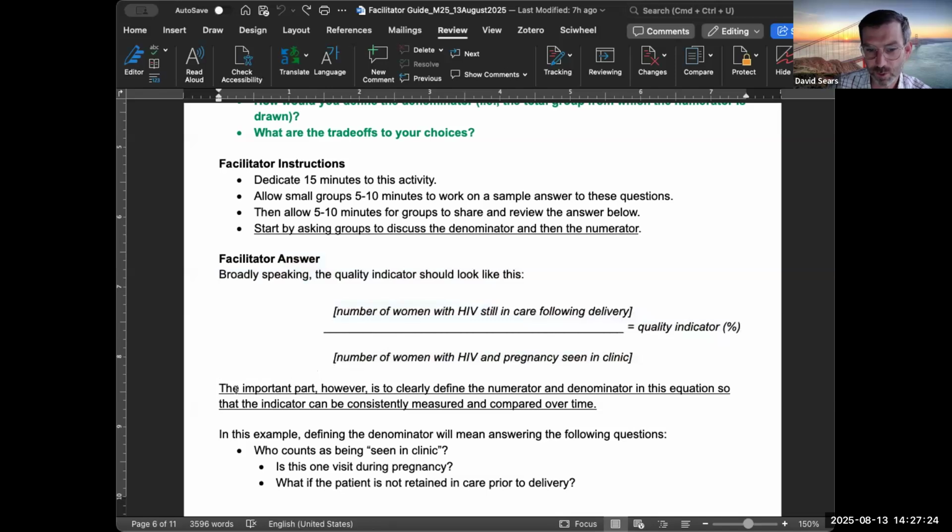And I think the important part is really how to clearly define the numerator and denominator in this equation in a way that can be consistently measured and compared over time, because we're sensitizing people to the idea that measurement is really important, because if we're going to intervene to improve something, we want to be able to measure what we do before and after in a consistent way.